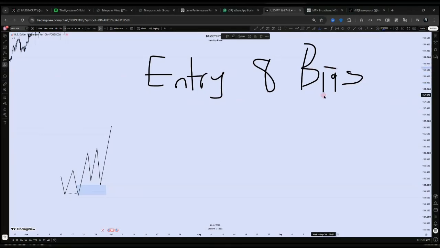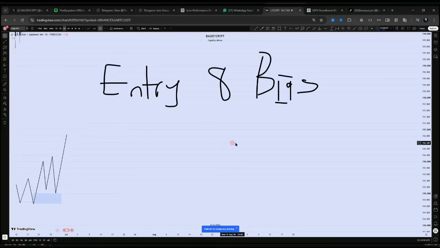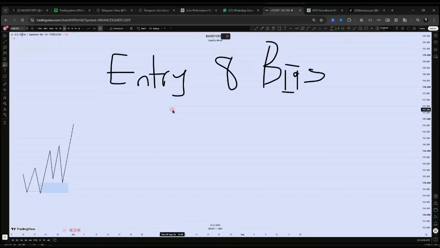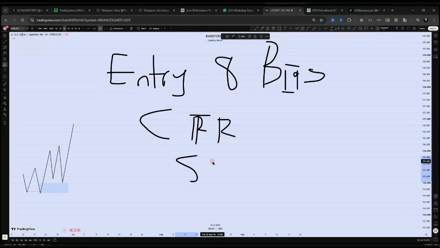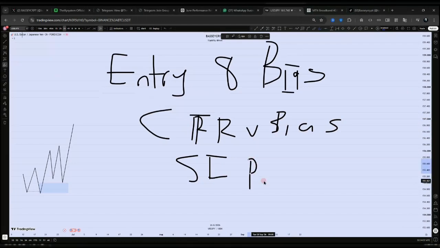So basically, what I will come up with is first the directional bias. Now, how do I get the directional bias? It's very simple. I love to use candle range theory to get my directional bias, and then also my structural liquidity and point of interest for my entry model.